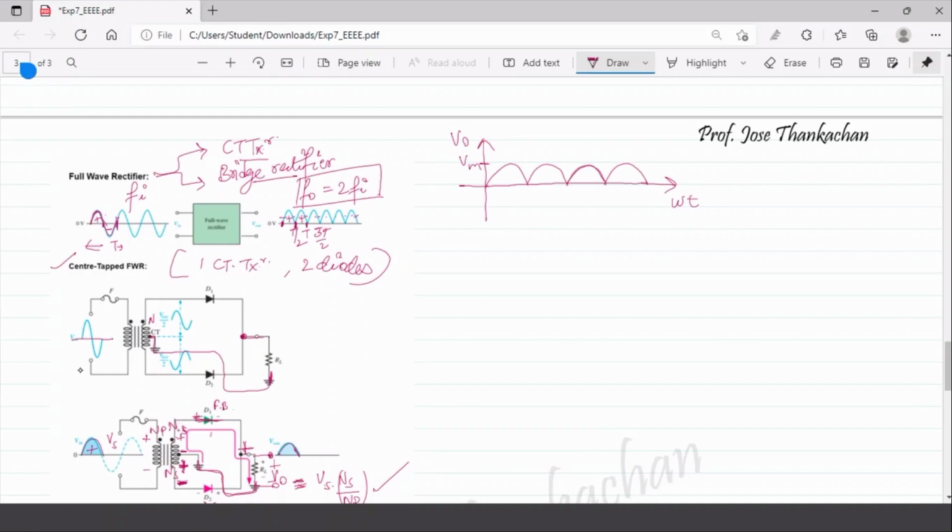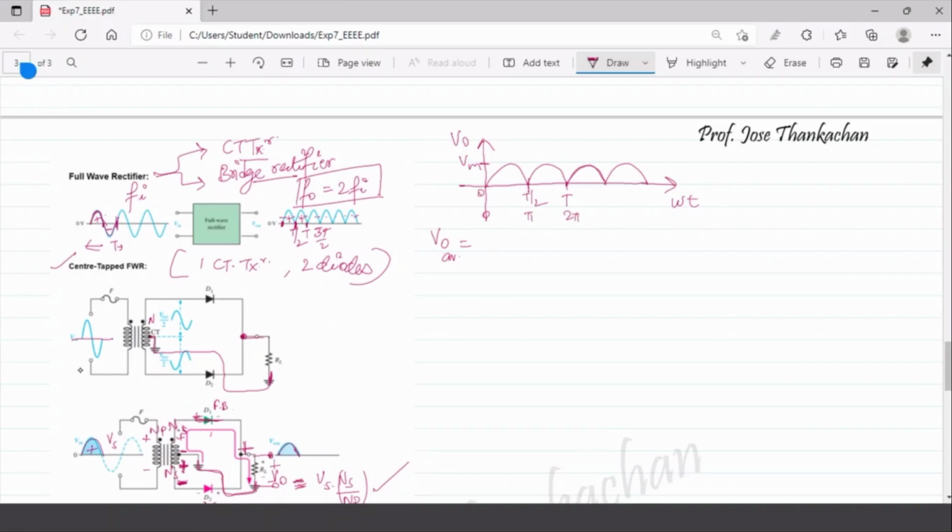How to find out what is the average value? So V naught average for a full wave rectifier. Again for this particular case, we know this is the total time period T, so this is only T by 2. It's 2 pi and this is pi. This is 0.